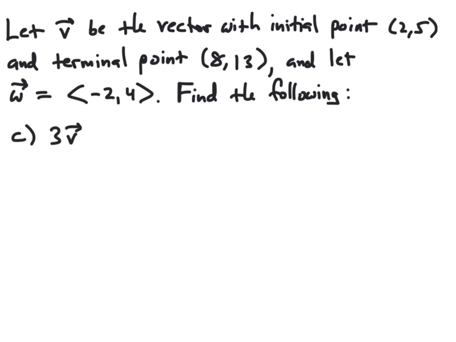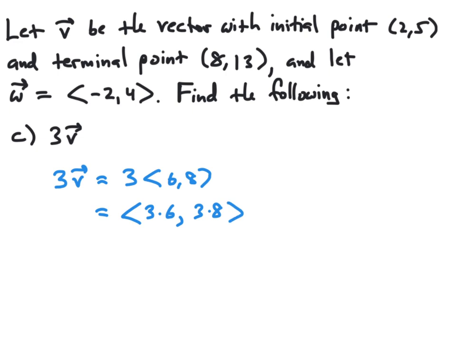Next, we want to find the vector 3v. In order to do this, we take the component form for vector v, which we found earlier to be <6, 8>, and multiply each component by 3. So 3v will be the vector with components 3 times 6 and 3 times 8. And so our component form here will be <18, 24>. Here we're just multiplying each of the components of our vector v by the scalar 3.